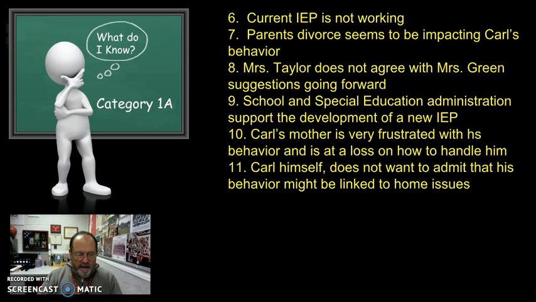They have a meeting, and both parents show up, and it's obvious between their interactions that it's not good. Carl's mother's very frustrated and at one point breaks down in tears. And when Miss Susan talks to Carl about it, he doesn't say anything about what's going on causing his actions. So those are the things that I do know.